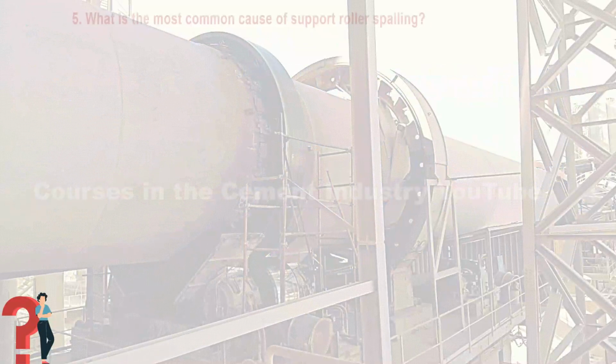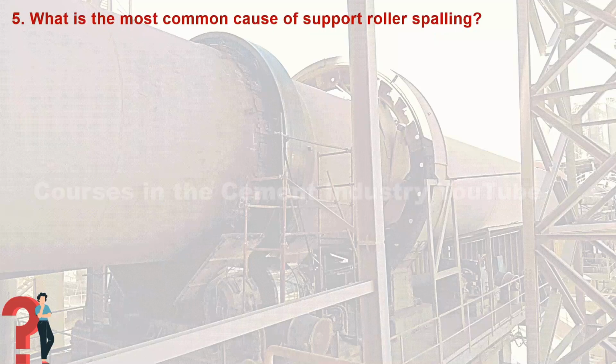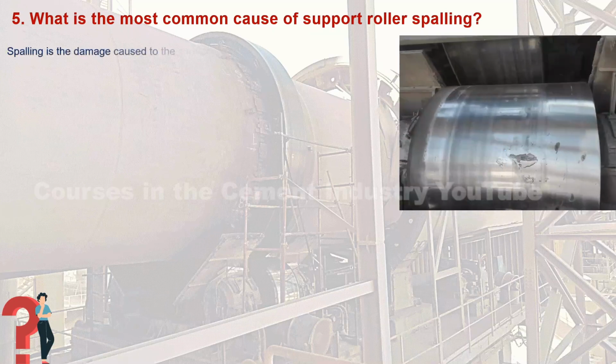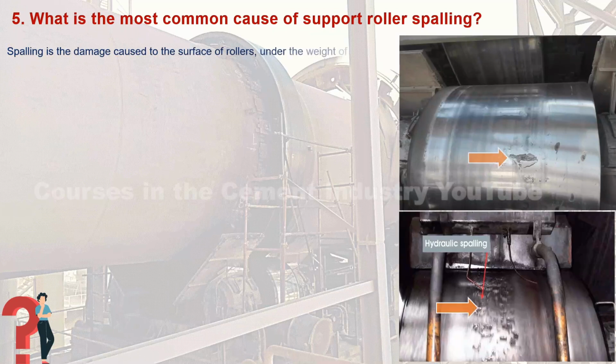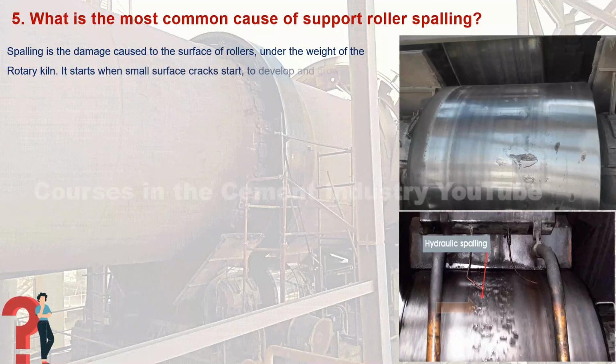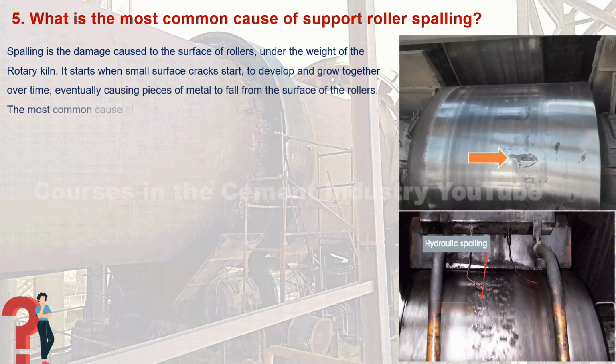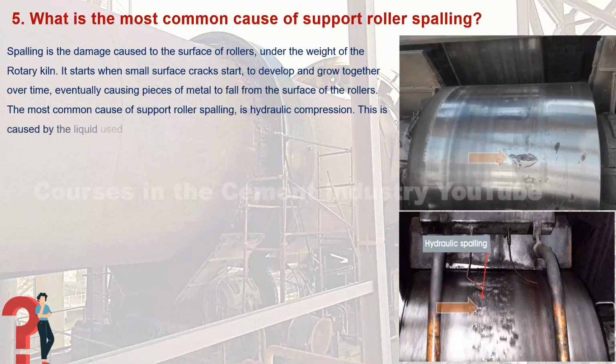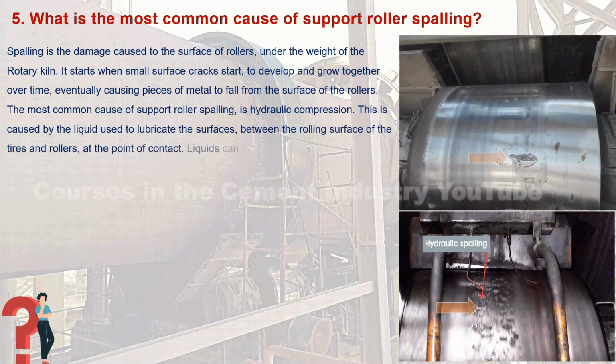Question 5. What is the most common cause of support roller spalling? Answer. Spalling is the damage caused to the surface of rollers under the weight of the rotary kiln. It starts when small surface cracks develop and grow together over time, eventually causing pieces of metal to fall from the surface of the rollers. The most common cause of support roller spalling is hydraulic compression. This is caused by the liquid used to lubricate the surfaces between the rolling surface of the tires and rollers at the point of contact.